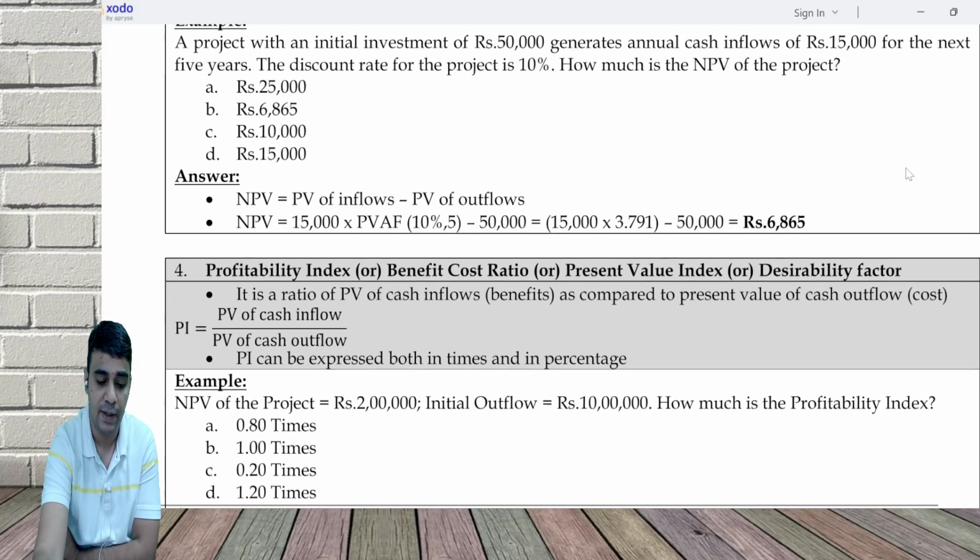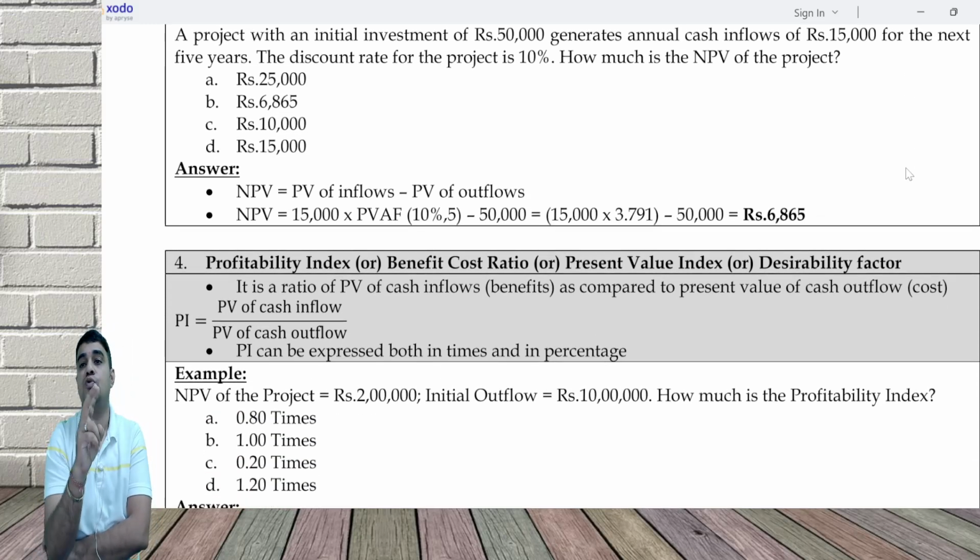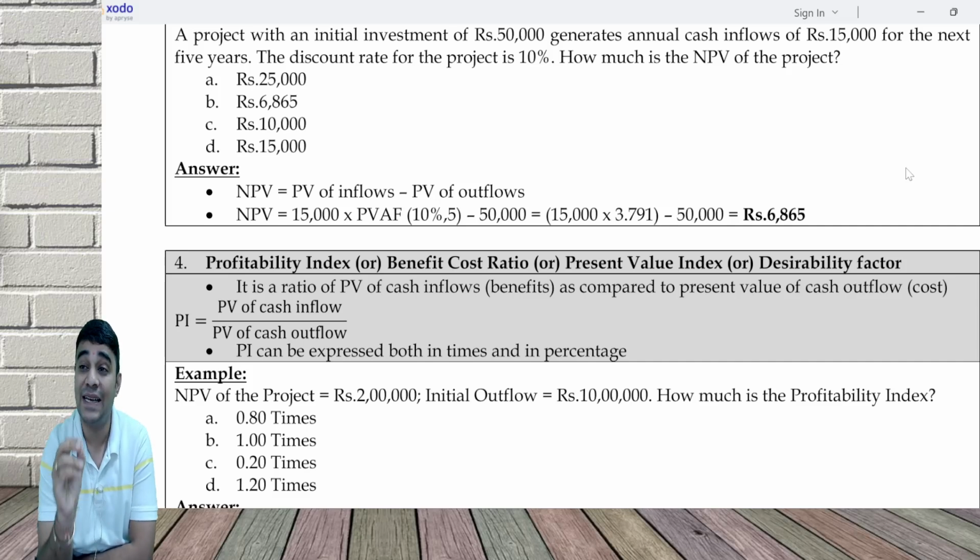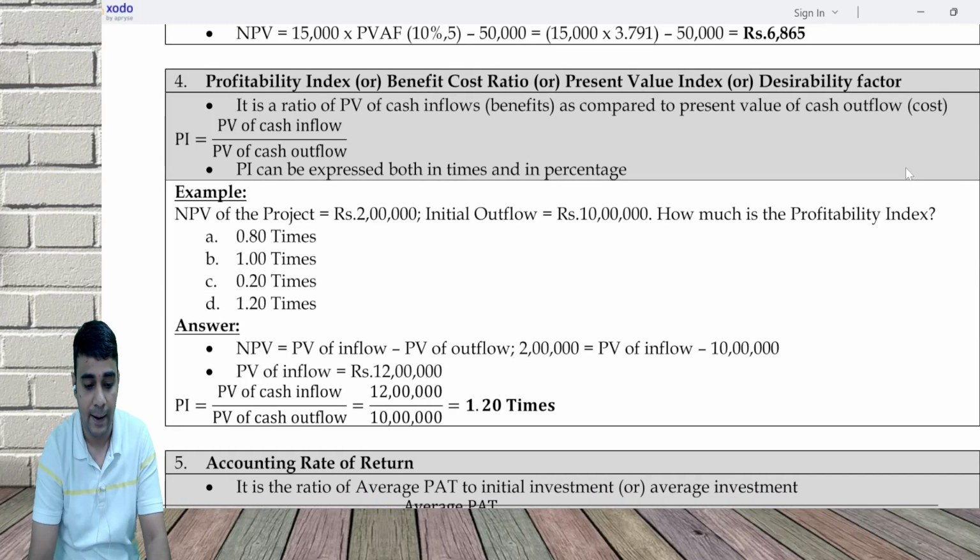One good example, NPV of the project is 2 lakh. Outflow is 10 lakh, which means my inflow is 12 lakh. Profitability index is inflow divided by outflow. 12 lakh divided by 10 lakh.